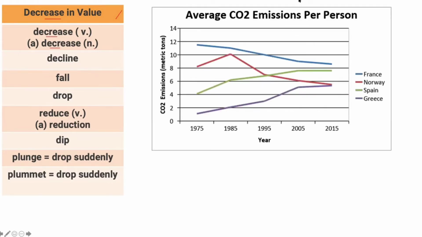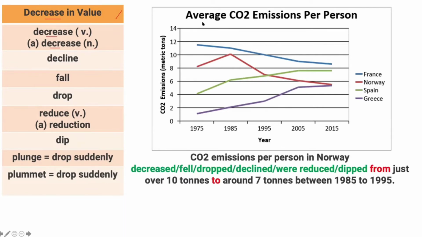We've got average CO2 emissions per person in these 4 countries on the right-hand side. So our first sentence says CO2 emissions per person in Norway, and then I've got some great verbs in green. So I have decreased, fell, dropped, declined, were reduced, dipped, and then we have our preposition from, just over 10 tons to around 7 tons between 1985 to 1995. This is very similar to our first example about Japan because we're looking at from and to. So the rule for from and to still applies here.